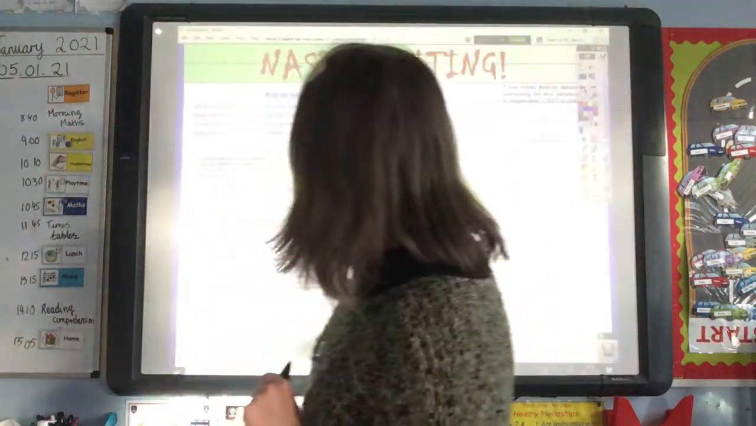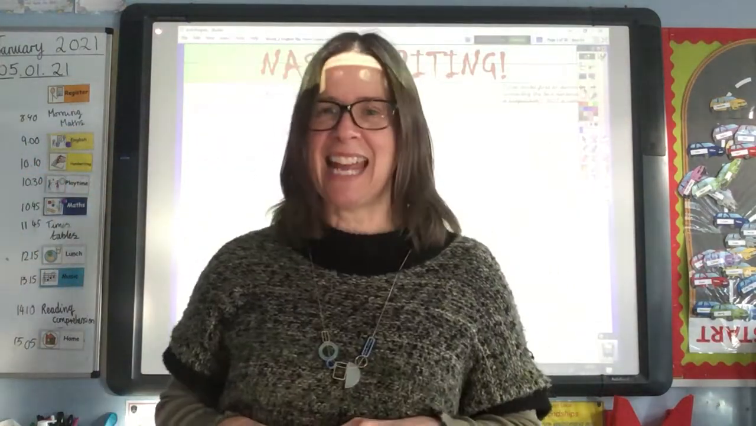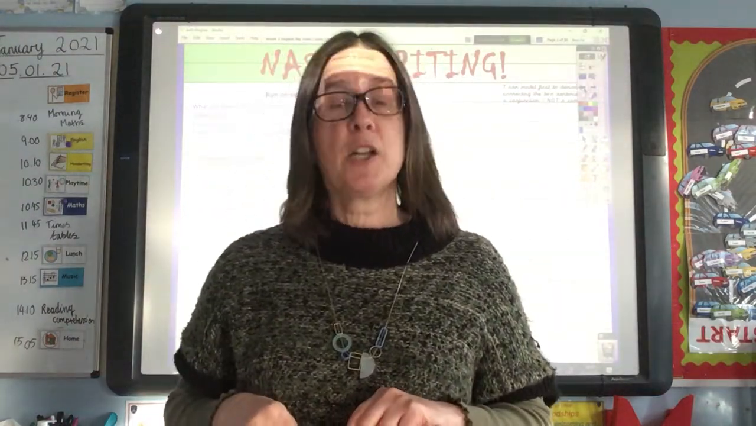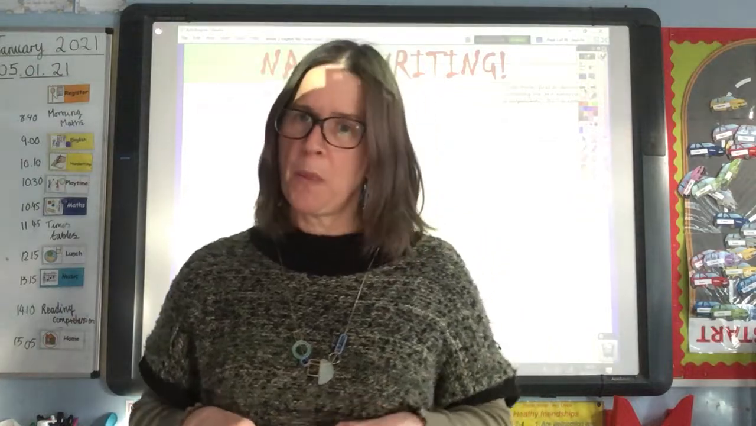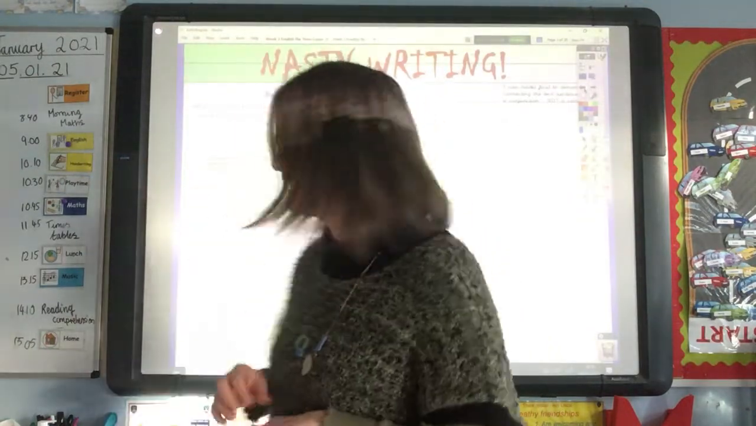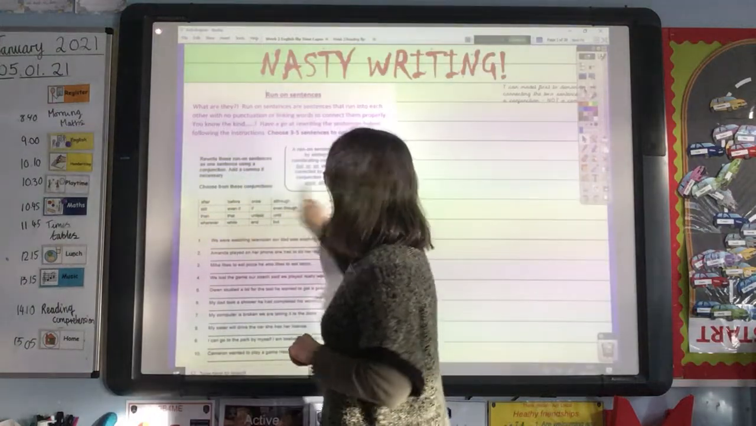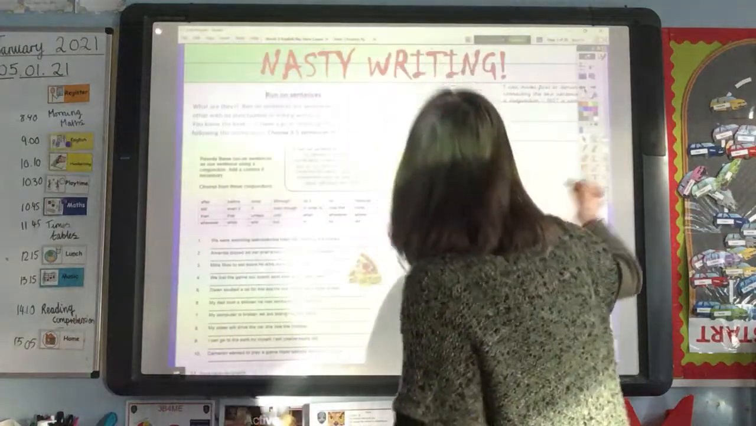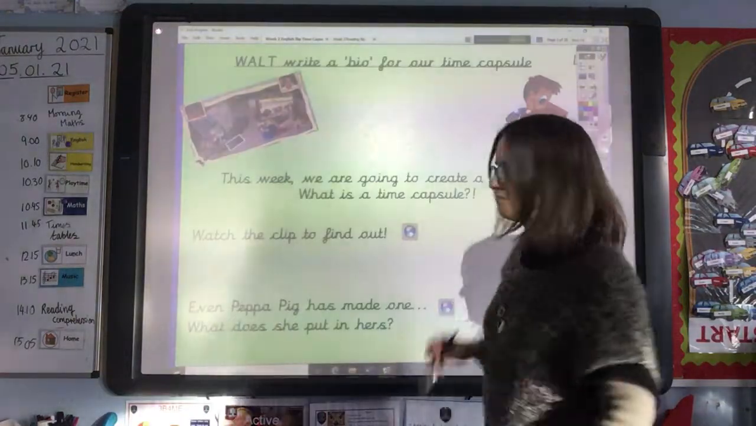So what you need to do on the nasty writing today is to choose between 3 and 5 of these sentences to correct. At the moment they contain 2 run-on sentences and you've got to try and separate those sentences using one of the conjunctions from the box there, or you can use one of your own if you like. So that's the nasty writing for today.